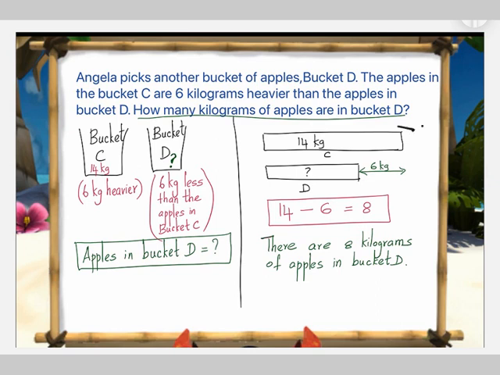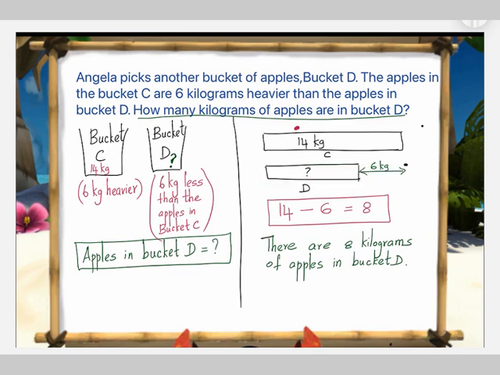So 14 kg is the weight of the bucket C, how heavy it is. And we know that this bucket D, which is here, is 6 kgs less. So I have written 6 kg on top of the arrow. And I have made a double tape diagram. So in this case, we know 14 and 6, right?